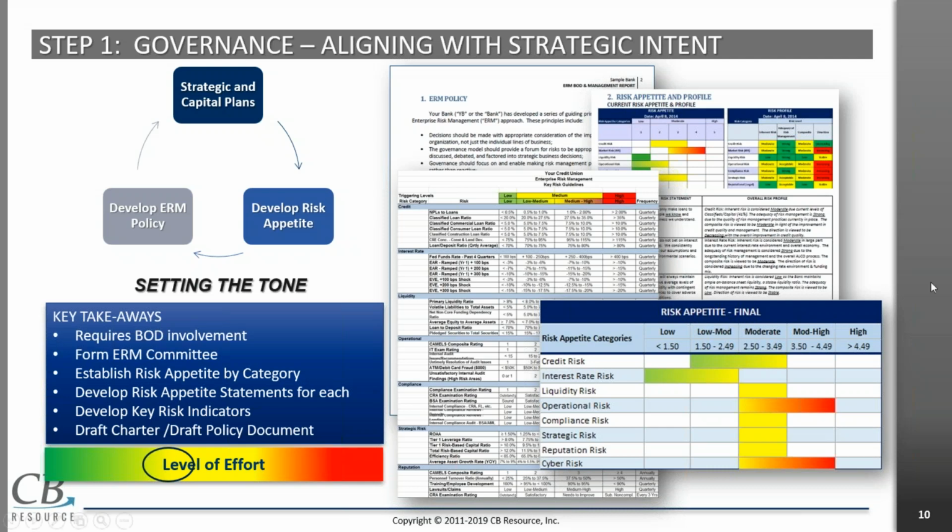So if you think about risk appetite, you want to answer the questions of what am I willing to do or not do in these key risk categories. You want to then take the next step of developing risk appetite statements that further define what that risk is, or what those steps are you're willing to take in terms of your risk appetite. And then thirdly, you want to develop key risk indicators.